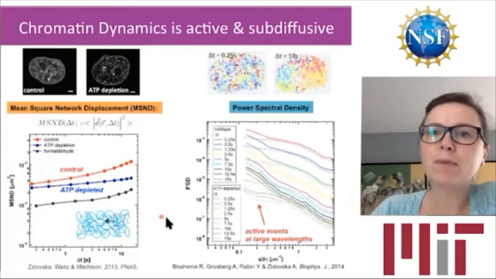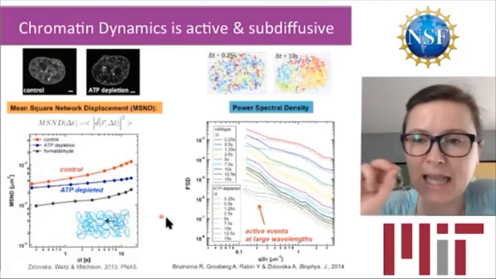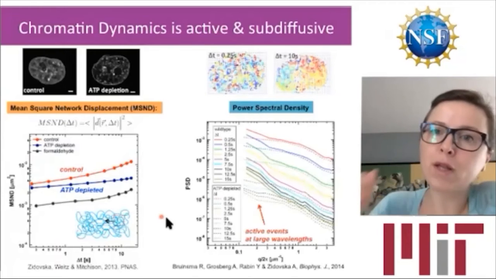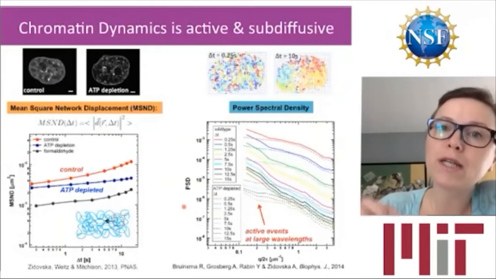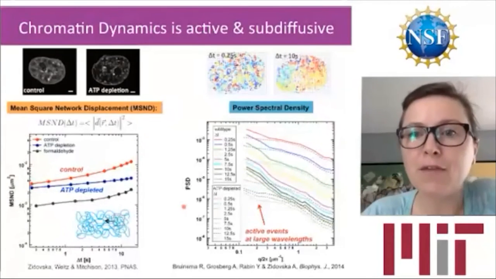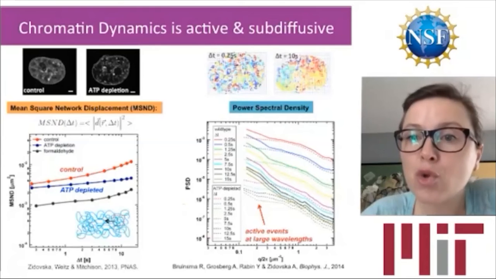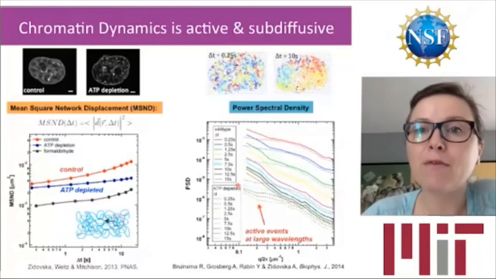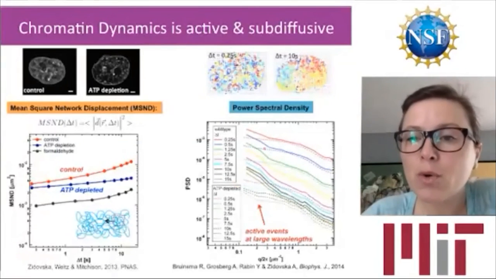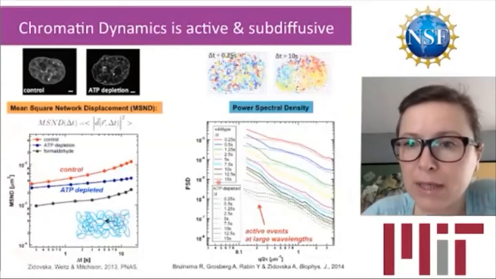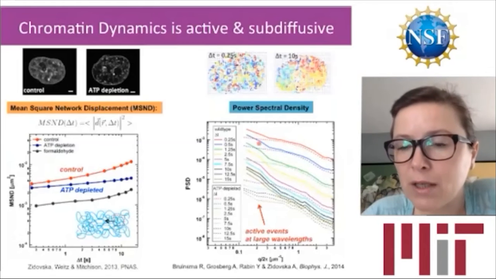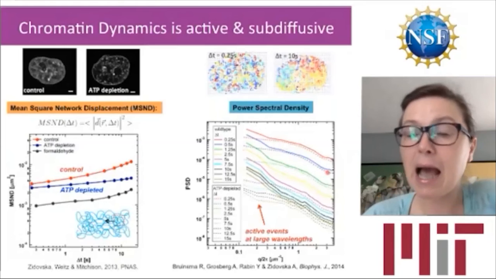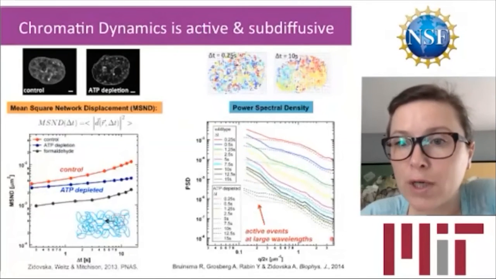Now, the advantage of our measurement is that we know where every one of those displacements is sitting in real time, so we can perform power spectral density analysis and evaluate at every length scale the contribution of these different length scales to the overall dynamics, and we can sort it by the different time scales that we have obtained by DCS. Here in the plot, the different colors correspond to different time scales that we measure. The solid lines correspond to the control cell, and the dashed lines are the data upon ATP depletion for the same time scale.